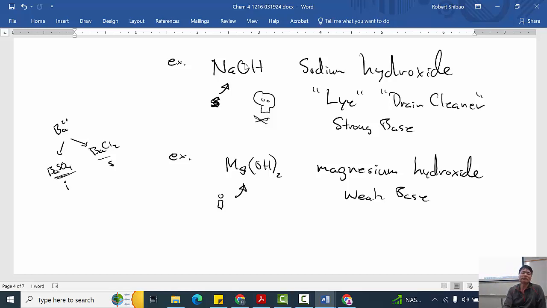Why can you drink this stuff? It's insoluble, so it gets in your stomach. It would be a problem if it gets in your stomach and the acid breaks it apart. But it doesn't. Whereas don't drink this stuff.